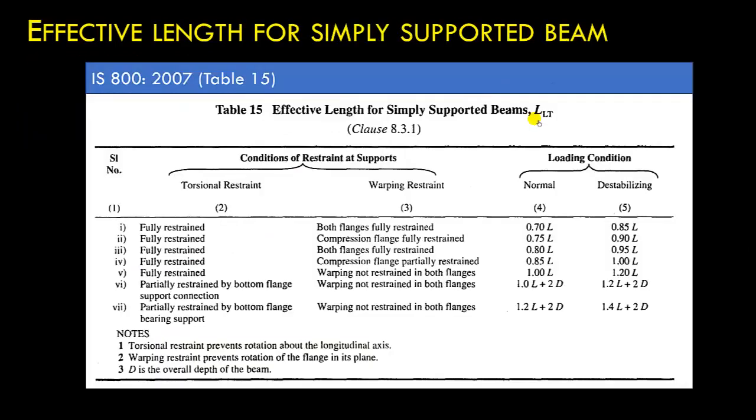So this is table 15 of the code. It gives the effective length of a simply supported beam, and there are two conditions. One is torsional restraint, another is warping restraint. For example, if we have torsional restraint, that is fully restrained, and the warping restraint, that is both flanges fully restrained, in case of normal loading we will have a value of 0.7 L, and if we have a destabilizing loading, in that case we will have a value of 0.85 L.